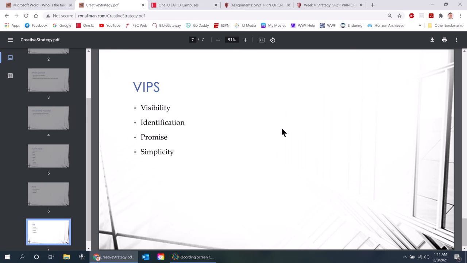And then finally, simplicity. Is our message to our potential target audience clear? It doesn't have to be explained. Is it too abstract for them to understand? Or is it simple enough for them to get what's going on?